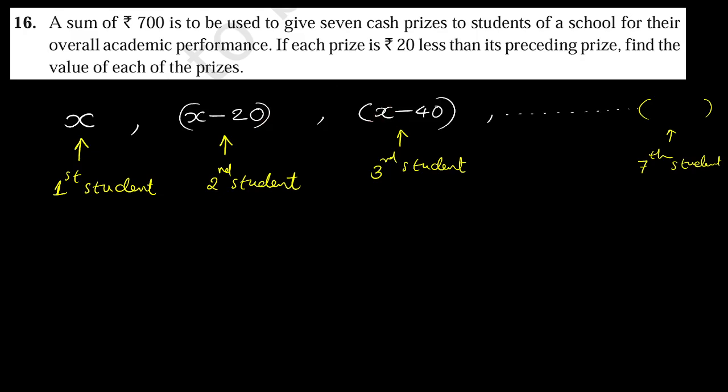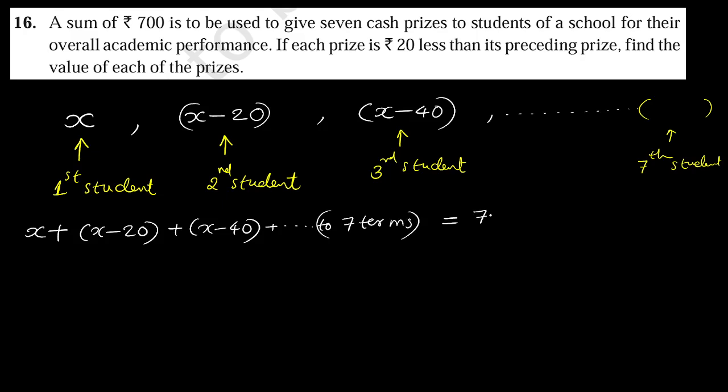Let me write some 2 steps. After that I will ask you, you have to ask me doubt. The question says that the total sum, the first amount plus second amount plus third amount, etc., to 7 terms is equal to 700 rupees. I want to find the value of each prize. I mean the first student gets how much, second student gets how much, etc. The amount received by each student I want to find out.